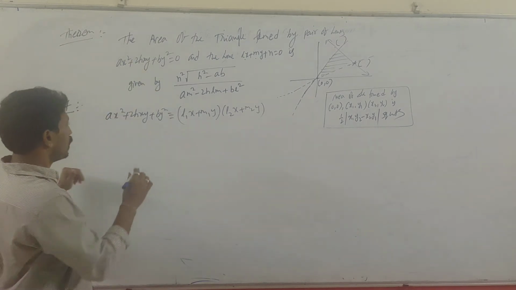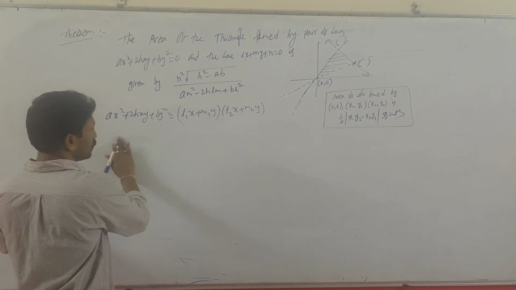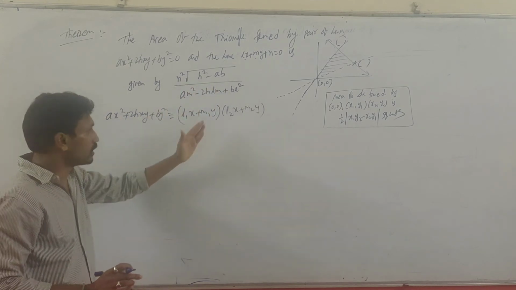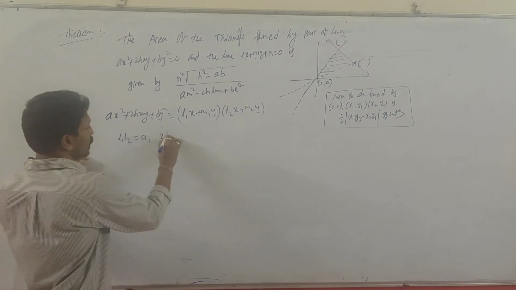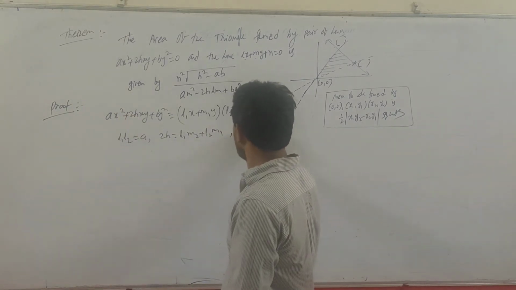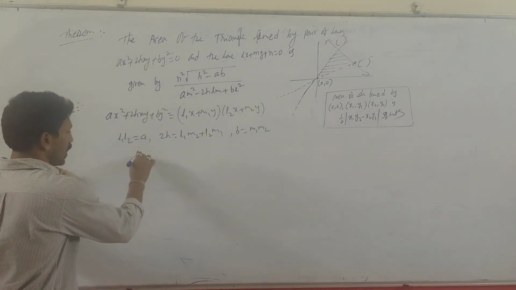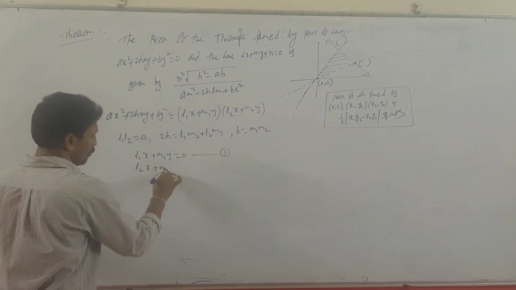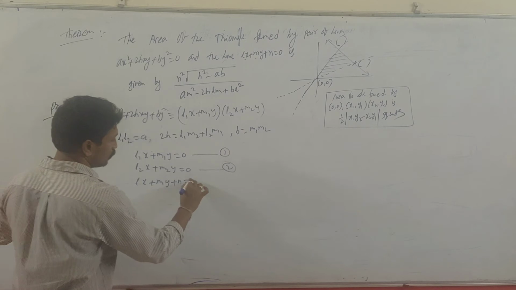So the two equations are L1x plus M1y is equal to 0 and L2x plus M2y is equal to 0. When you compare, because you have to write in terms of h, a, b, that's why you compare. Same as the previous: L1L2 is equal to a, 2h is equal to L1M2 plus L2M1, and b is equal to M1M2. Now take L1x plus M1y is equal to 0 as the first equation, L2x plus M2y is equal to 0 as the second equation, and the given equation Lx plus My plus n is equal to 0 as the third equation.